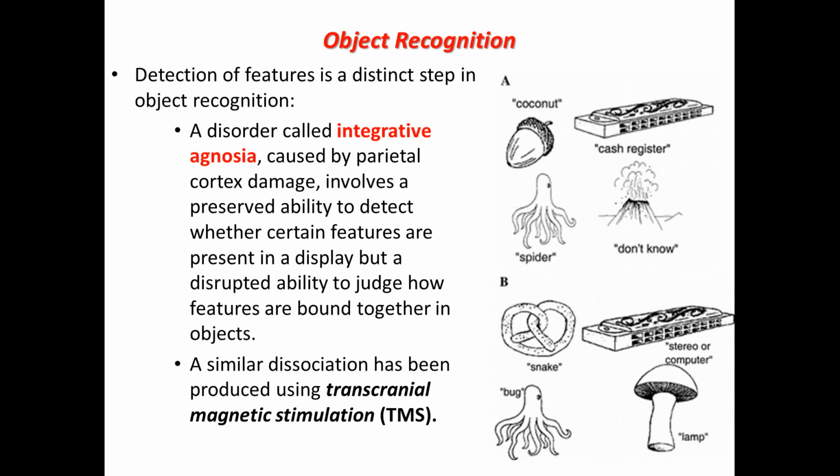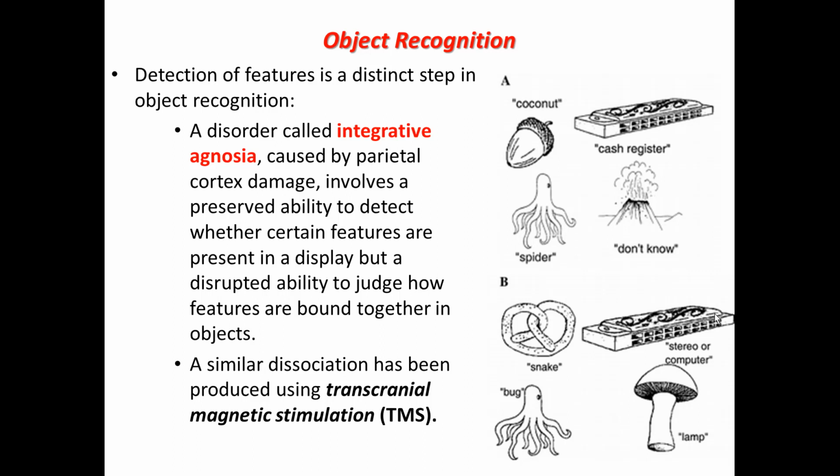Other individuals have a disorder called integrative agnosia, which is caused again by parietal cortex damage. And this involves preserved ability to detect certain features, but then the ability to combine them into complex forms and objects is disrupted. So very frequently you will see misrecognition of these objects. For example, a harmonica may be labeled as a cash register or a stereo or a computer or a keyboard. And when you just focus on the features, you can see how that misrecognition might be coming due to lack of integration.